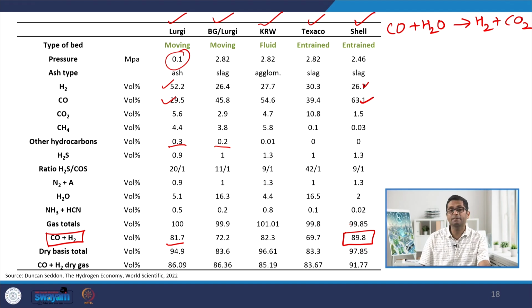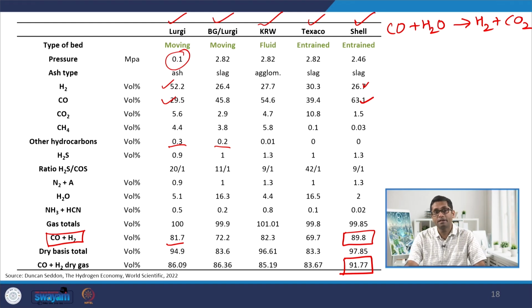And if we see this gas composition on a dry gas basis, which is even after removing the moisture, we would notice that entrained flow gasifiers tend to have the best output in terms of the gas that is produced, with the highest amount of hydrogen and carbon monoxide.